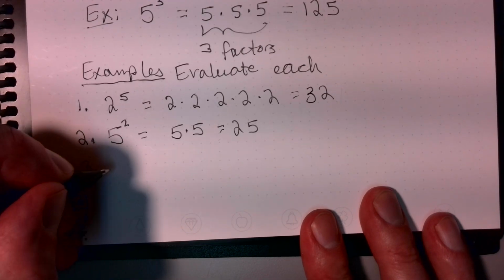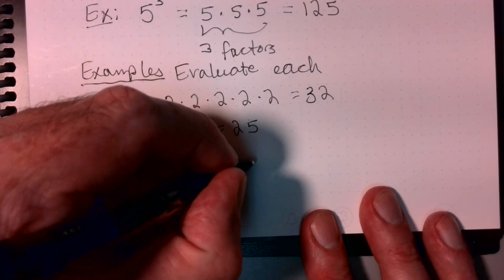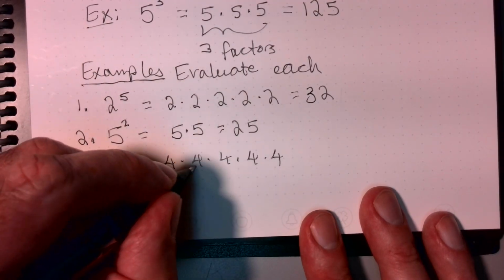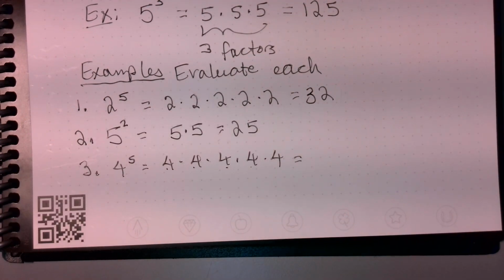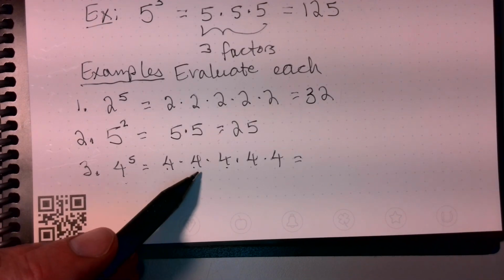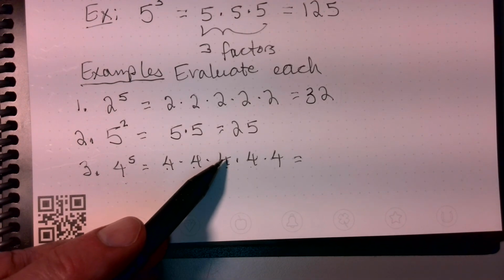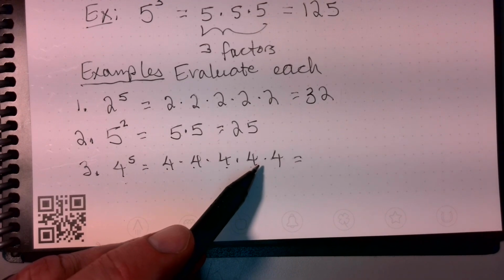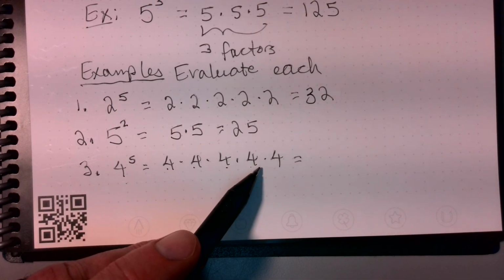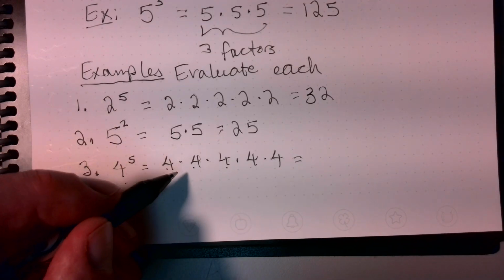Let's look at this here. 4 power 5. 4 times 4 times 4 times 4 times 4. 1, 2, 3, 4, 5 factors of 4. If you do the arithmetic, 4 times 4 is 16. Times 4 again is 64. Okay, sorry, I lost count there.